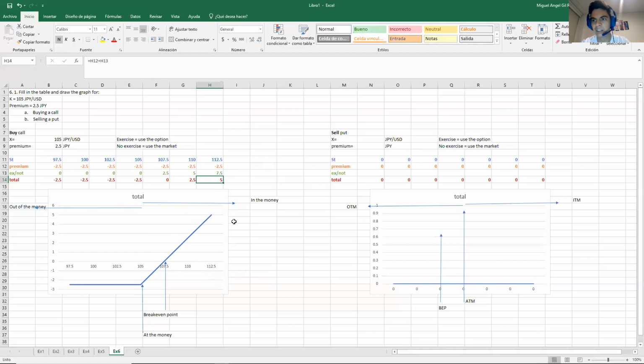So that's why it's working, because the first time I tried it didn't work. So if it didn't work for you the first time, don't worry, just double check. Now let's do the analysis on selling a put.